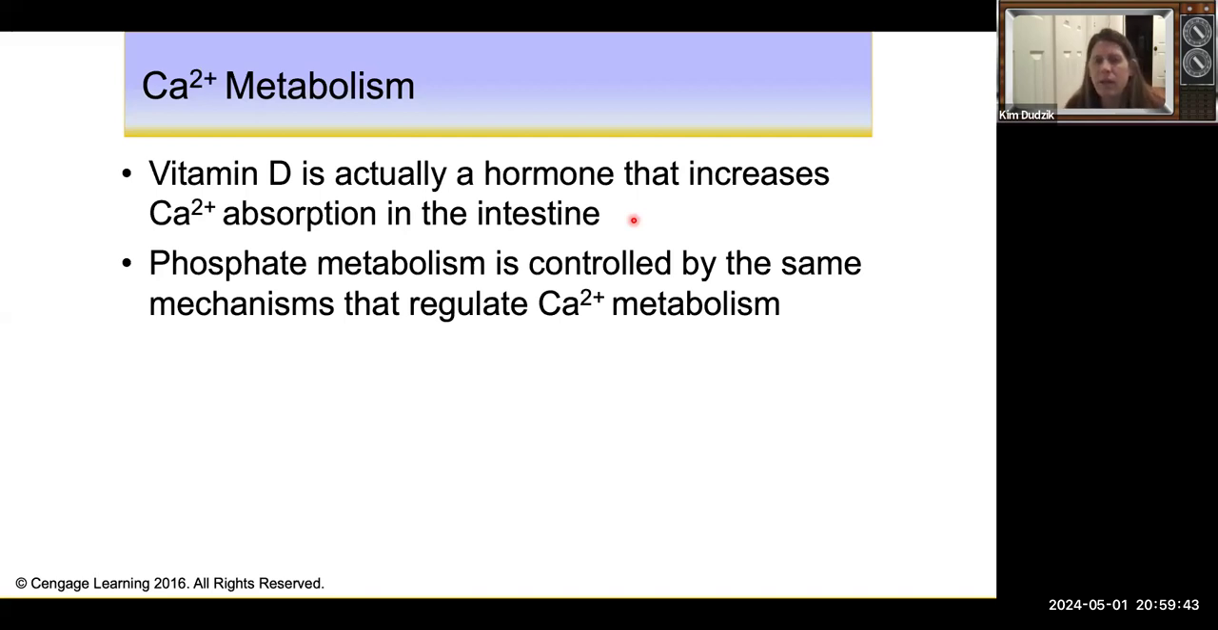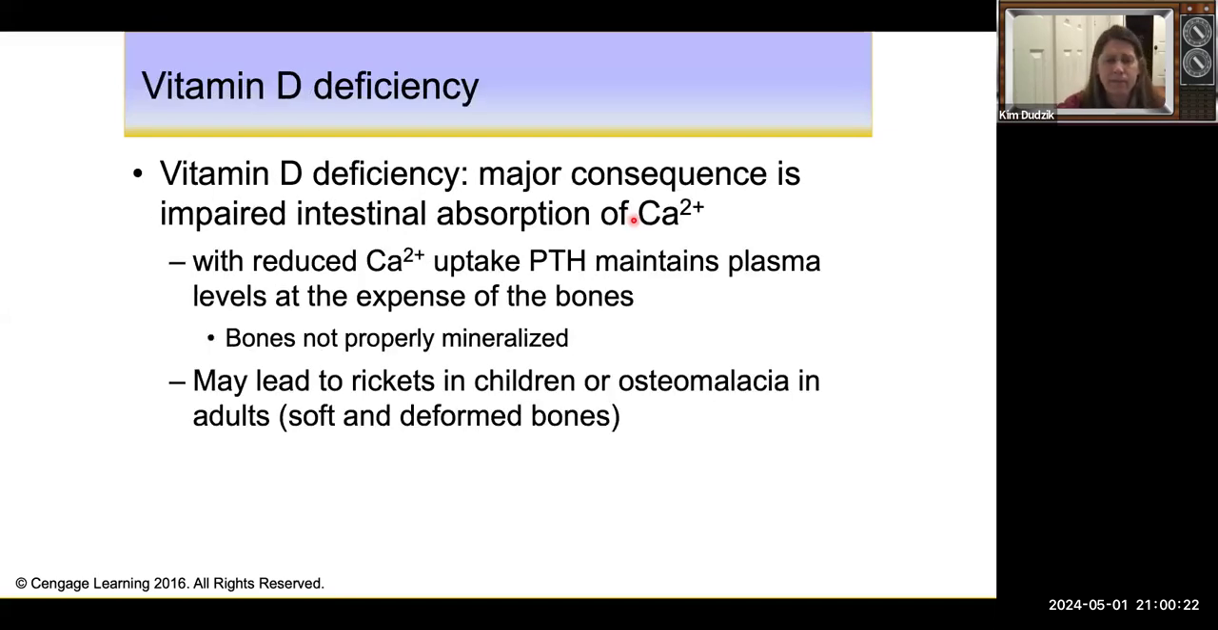And if you can't be in the sun, which most of us shouldn't be in the sun for too long, again, you can get it from your diet, leafy greens and things like that, if you don't want to eat dairy products. Phosphate metabolism then is controlled by the same mechanisms that regulate calcium metabolism, because phosphate is closely linked to calcium within the bone. So when we regulate calcium, we actually end up regulating phosphate as well. Okay.